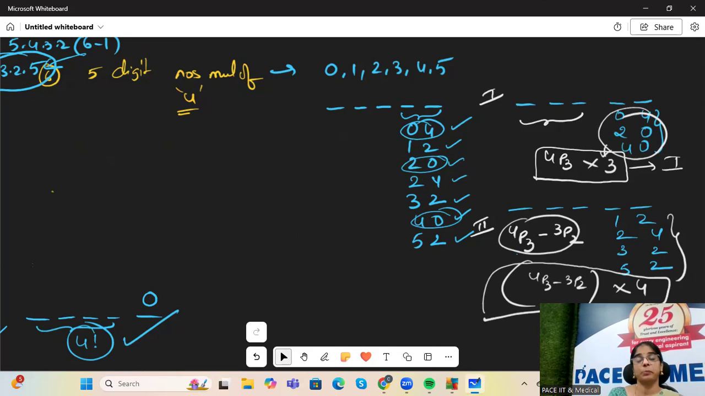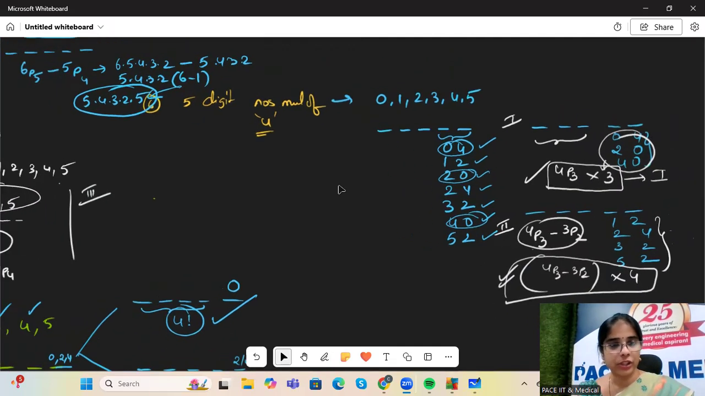So adding the first case plus the second case gives your answer for 5-digit numbers that are multiples of 4, right? While adding, you count both the ways, that way and this way. The first case and second case are to be added, and that will be your final answer there, right?